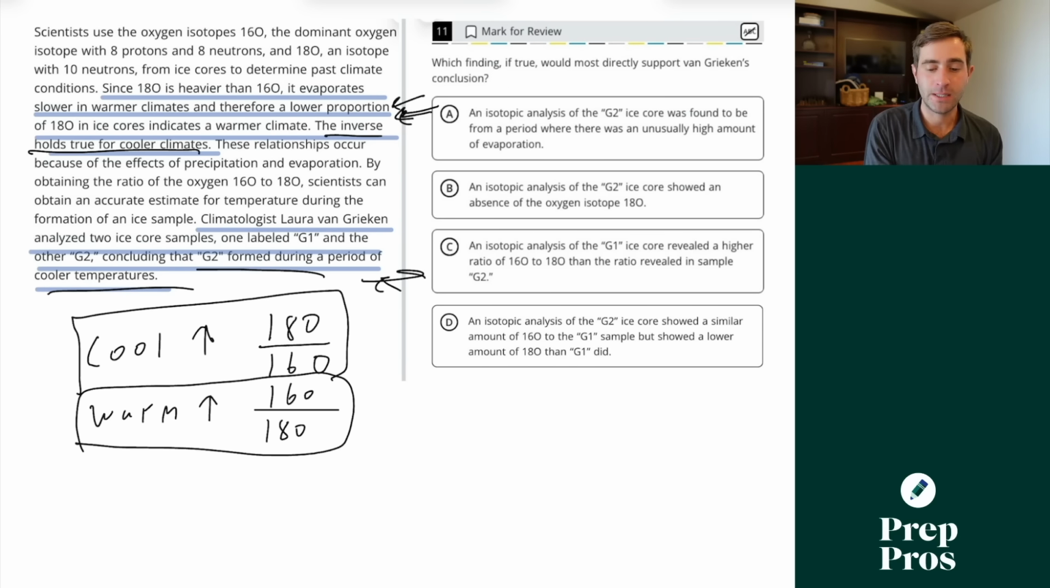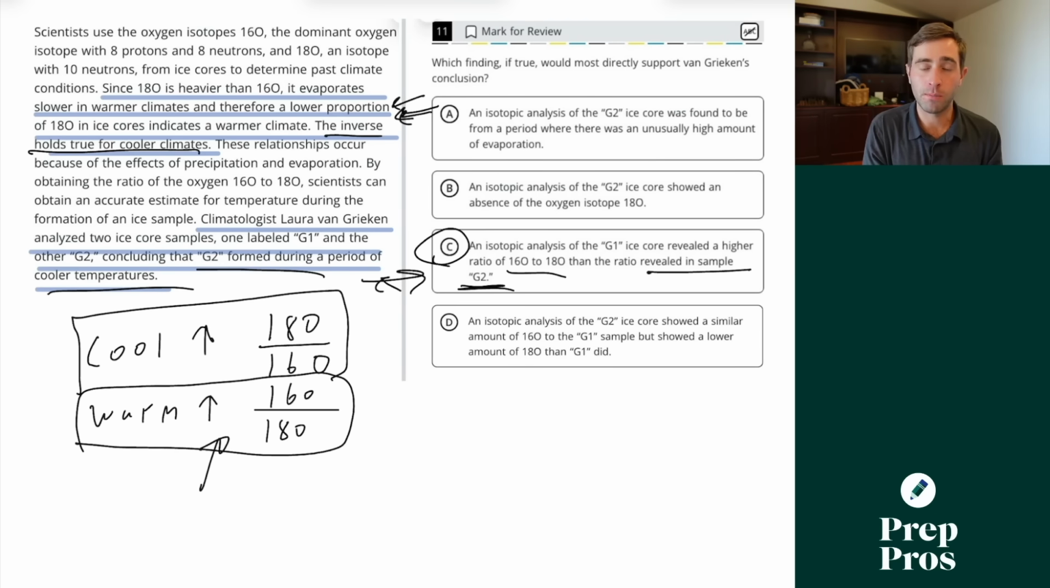Now, C here is a tricky thing that shows up on the second harder module that we want you to be aware of. This is what you can think of as inverse evidence. What this is showing us is that G2 was during a cooler period by showing that G1 is in a warmer period. So an isotopic analysis of G1 ice core revealed a higher ratio of 16O to 18O than the ratio revealed in G2. So we're having a higher amount of what's going to show warm in G1 compared to G2. That's showing us that G2 is in a cooler period.